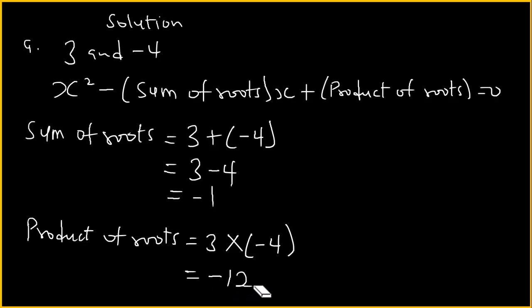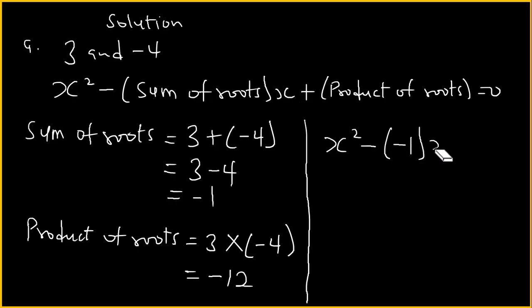So we are going to replace them inside the bracket. Where there is sum, we are replacing it with the sum. So from here we have x squared minus sum of roots x. So sum of roots into bracket, which is -1 multiplying x, plus in the bracket product of roots we have -12, equals 0.